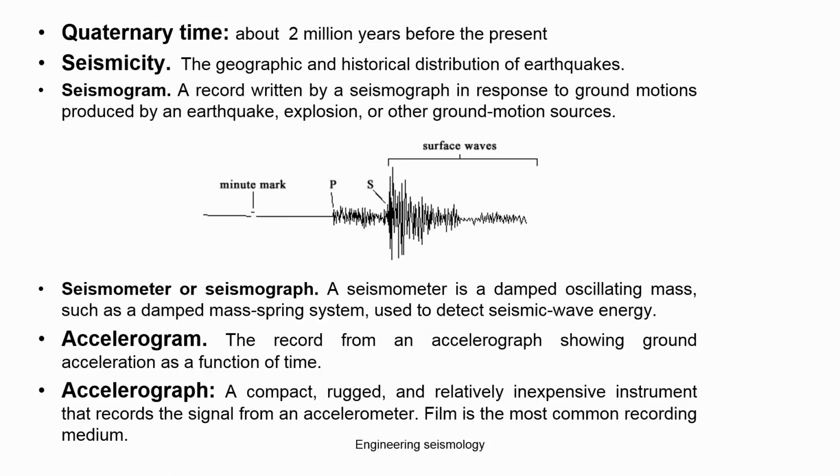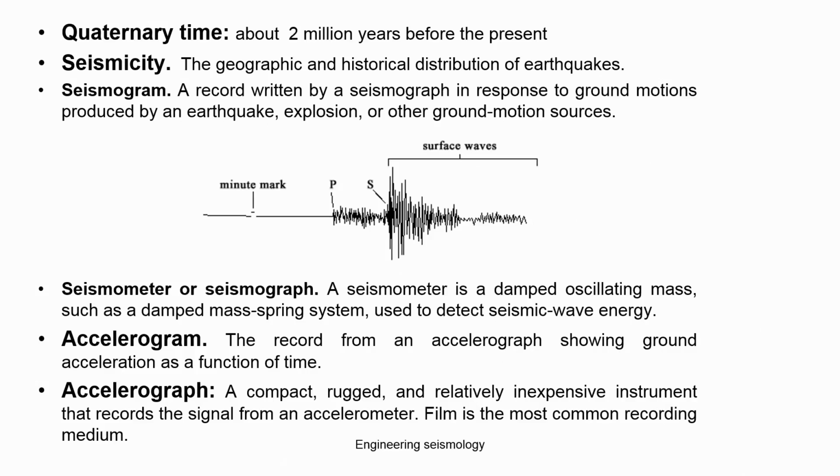It is able to record a vibration or seismic signal. A seismometer is a damped oscillating mass, such as a damped mass-spring system, used to detect seismic wave energy. Generally a seismometer or seismogram can record velocity, acceleration or displacement. Specifically, it focuses on the velocity. That measurement is called a seismometer.